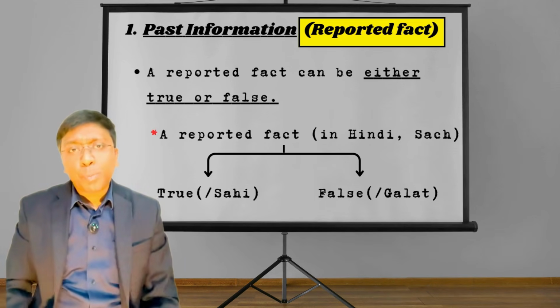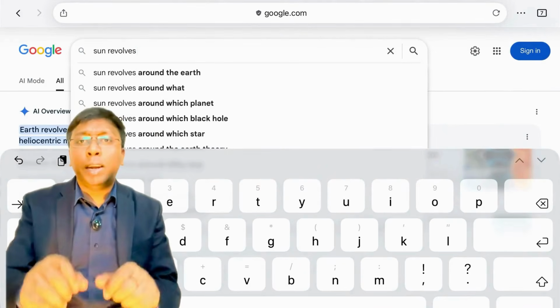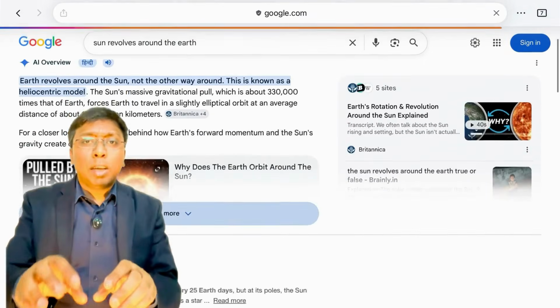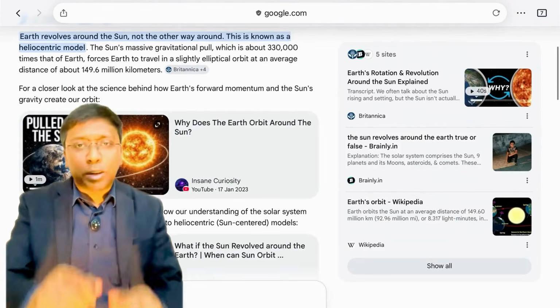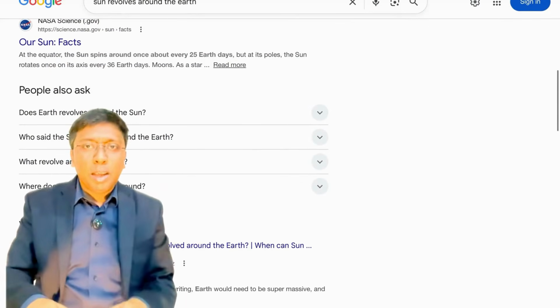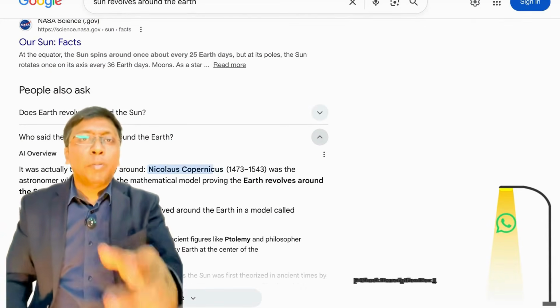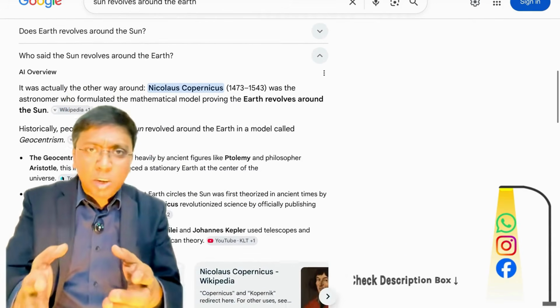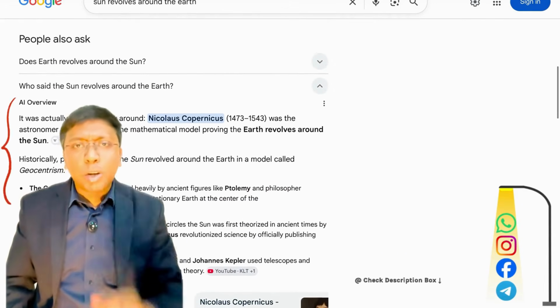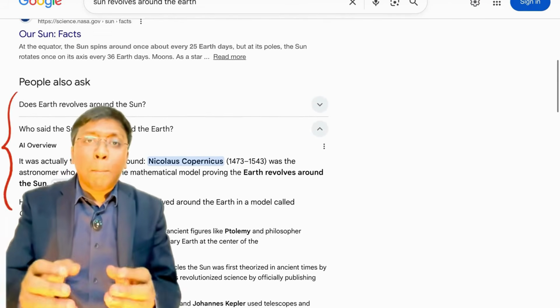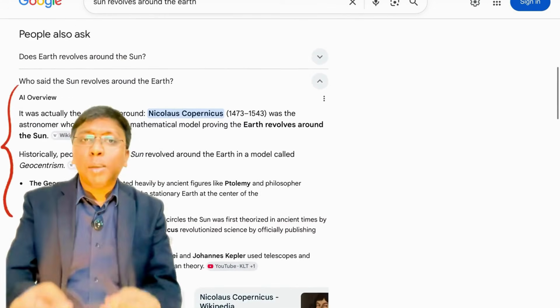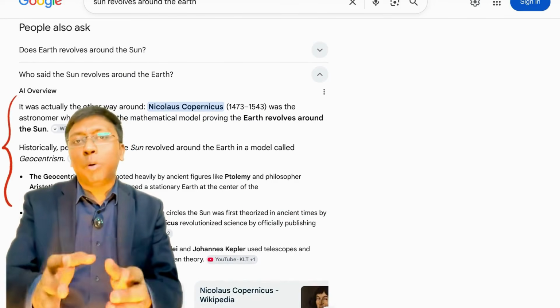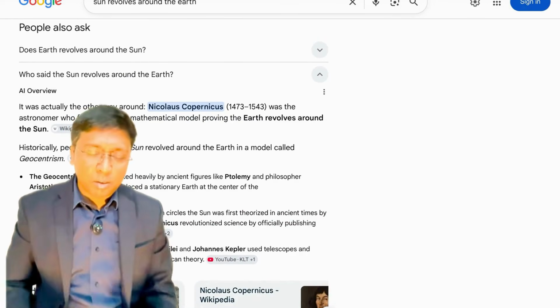Okay, let's search for a reported fact on the internet. If I type in whether the sun revolves around the earth or not, let me scroll down. Yes, see, there's a reported fact in the past, some geocentric model. Now here, this reported fact is a false statement, but the author can also use this piece of information as a reported fact in a reading comprehension.